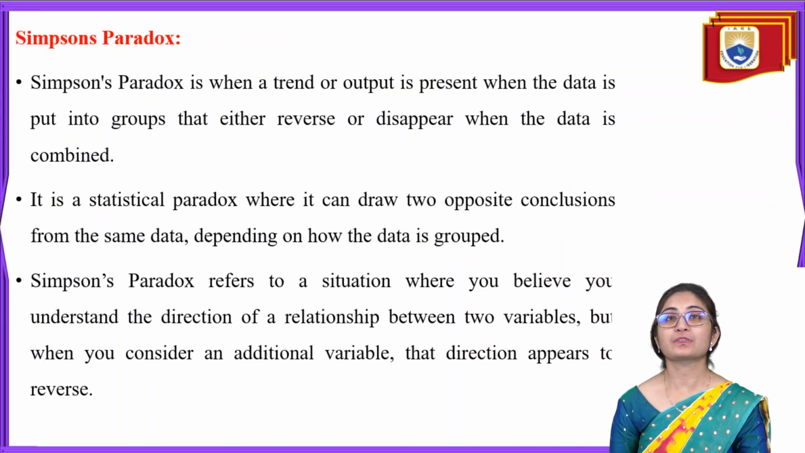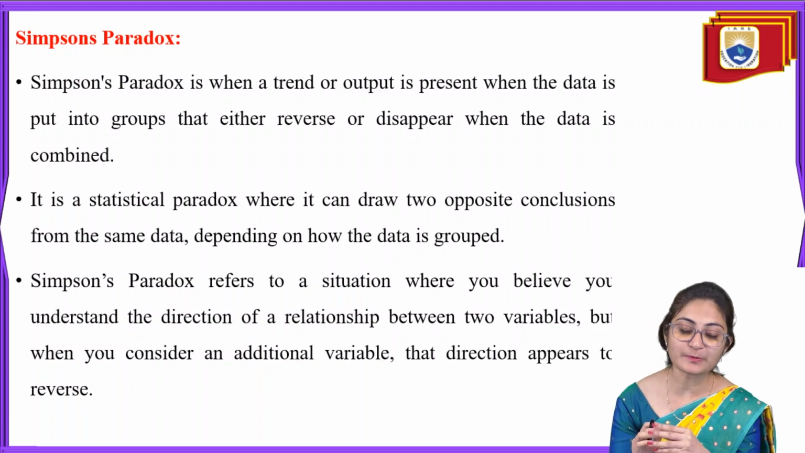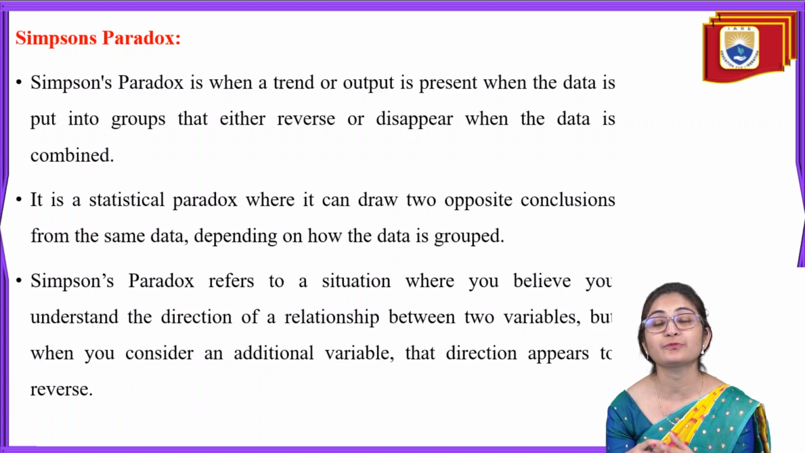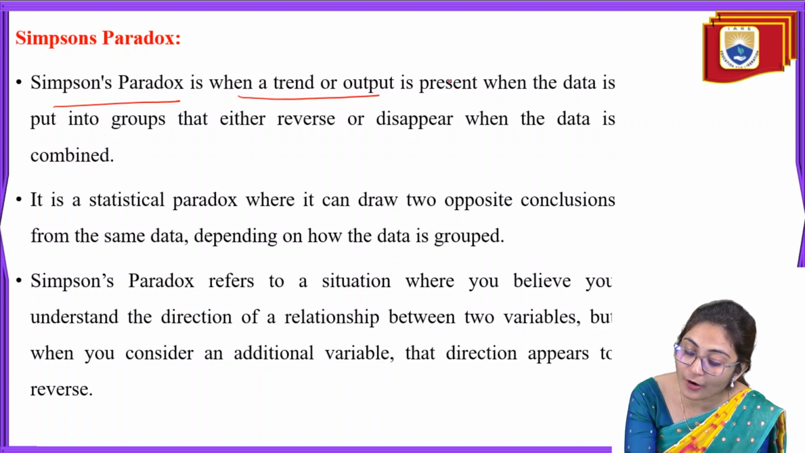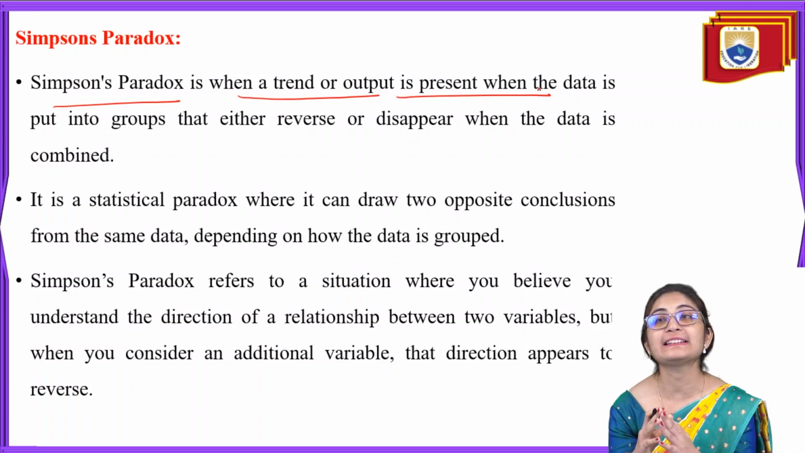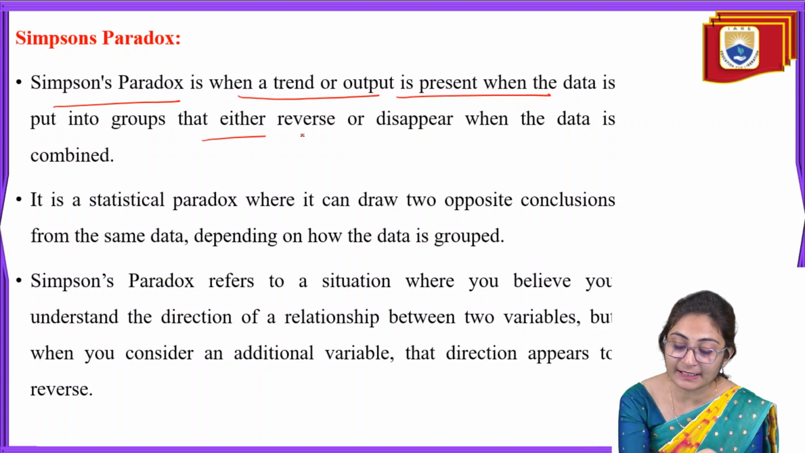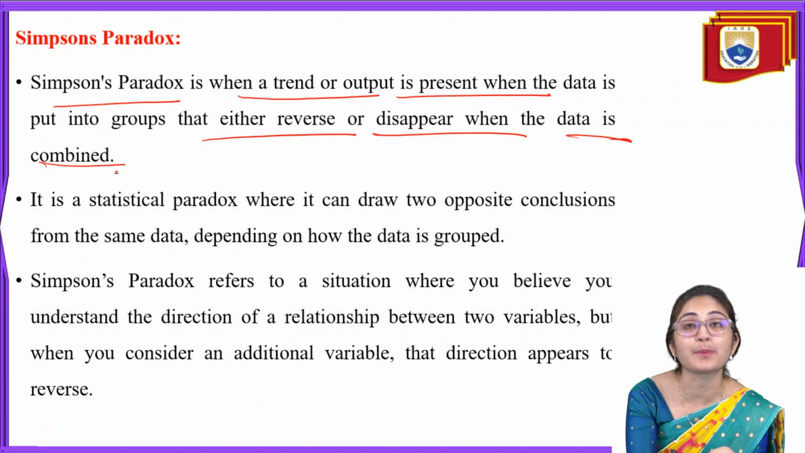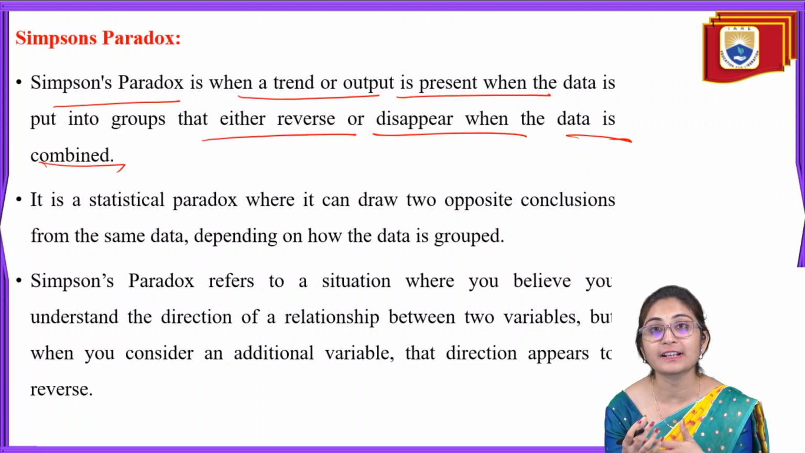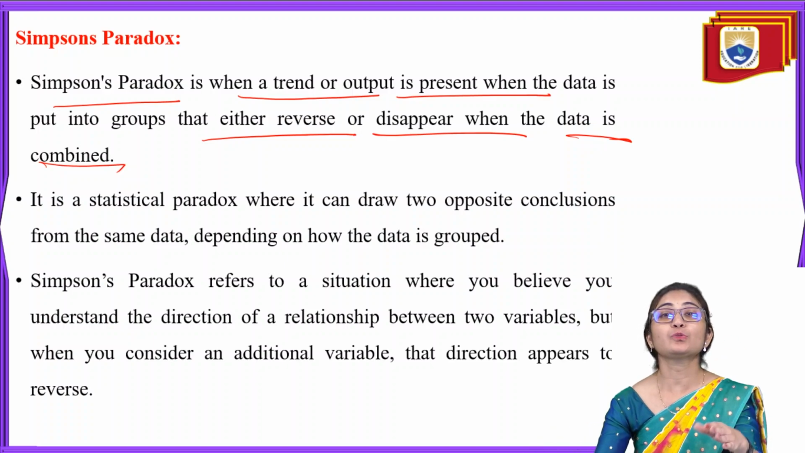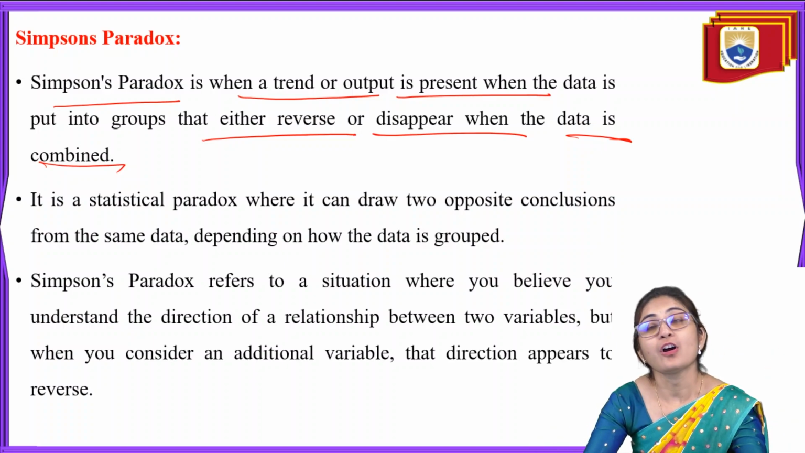Now, Simpson's paradox. Simpson's paradox is one of the best ways to communicate. Simpson's paradox is when a trend or output is present when the data is put into groups, but it either reverses or disappears when the data is combined. In Simpson's paradox, generally we combine our data, but whatever output you got, it appears in reverse form or disappears after combining.